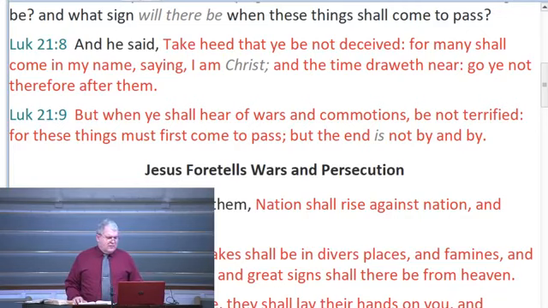Usually I just love the King James translation. In this particular case, the phrase translated "by and by" is one word that is hundreds of times translated "immediately." It's the word that fills the Gospel of Mark because it's the immediate gospel. It's not down the road sometime. It means right now. It is euthios. And the end is not immediately.